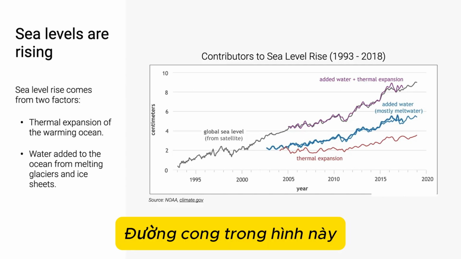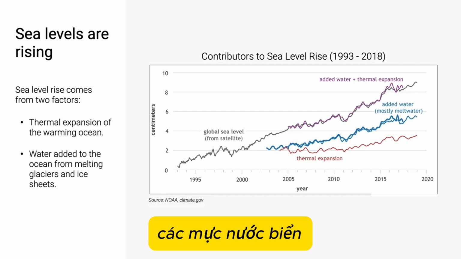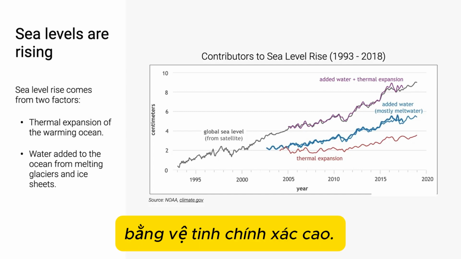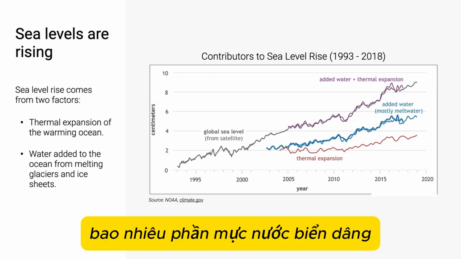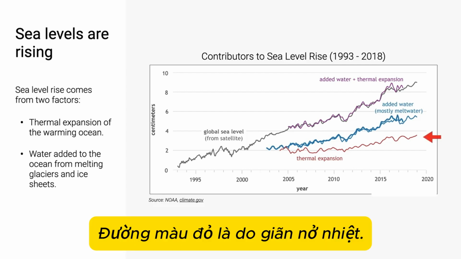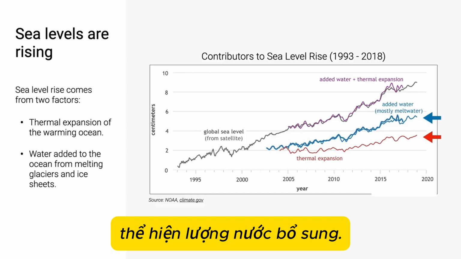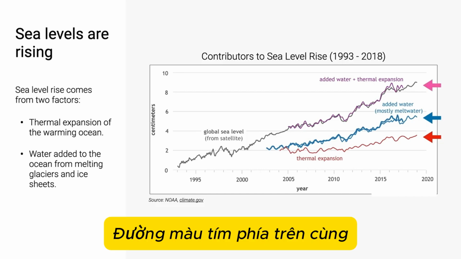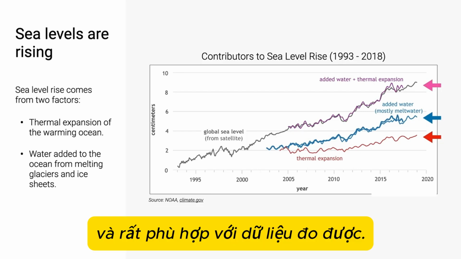The curve in this slide shows the rise in sea level from 1993 to 2018, about when we started measuring ocean sea levels with highly accurate satellite systems, the dark gray line. Scientists are able to estimate how much of the sea level rise is coming from thermal expansion effects and how much from added water. The red line is the increase from thermal expansion, and the blue lines that overlap each other are from several estimates of added water. The purple line at the top is the combination of the red line and the blue line estimates, and agrees rather well with measured data.